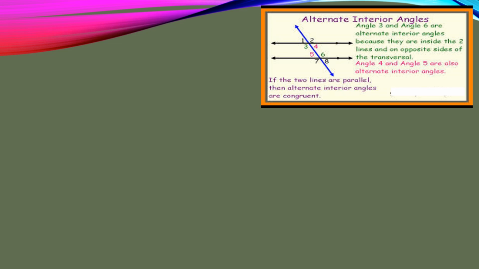What are alternate interior angles? Angle 3 and angle 6 are alternate interior angles because they are inside the two lines and on opposite sides of the transversal. Angles 4 and 5 are also alternate interior angles. If the two lines are parallel, then alternate interior angles are congruent.